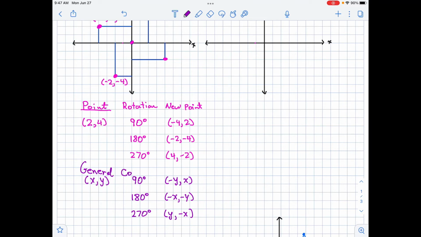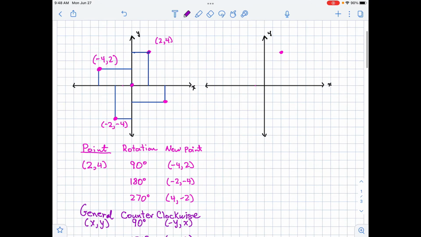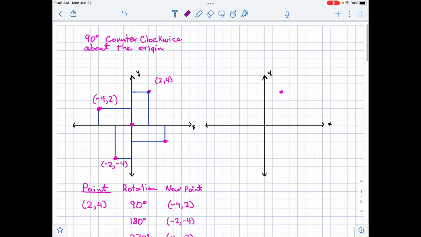Clockwise, counterclockwise. This is just the general situation for counterclockwise rotation. So we've got these counterclockwise rotations. Now, let's look at a clockwise rotation. This time, I want to go in the clockwise direction. So let me put this here. Let's go clockwise. Let me take out this 90. We'll look at clockwise.